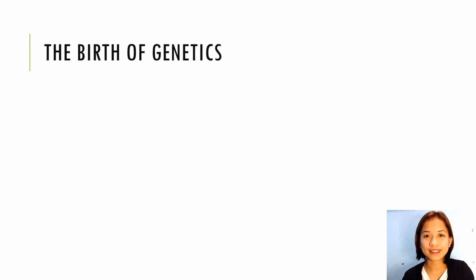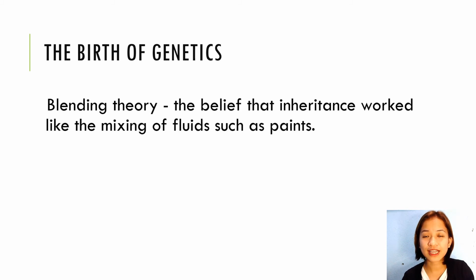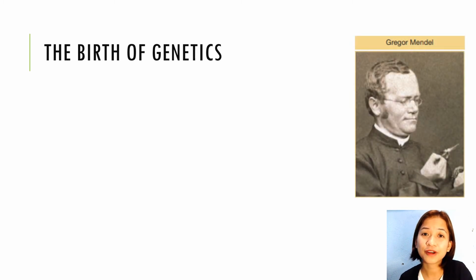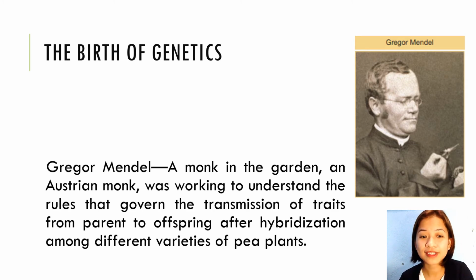The birth of genetics. The first theory which existed in genetics is the blending theory. It is the belief that inheritance worked like the mixing of fluids such as paints. This is quite related when you mix the red and white color wherein you get the pink ones. Not until Gregor Mendel, an Austrian monk, worked in accordion. He was working to understand the rules that govern the transmission of traits from parent to offspring after hybridization among different varieties of pea plants. Because of this experiment, he is now known as the father of inheritance.